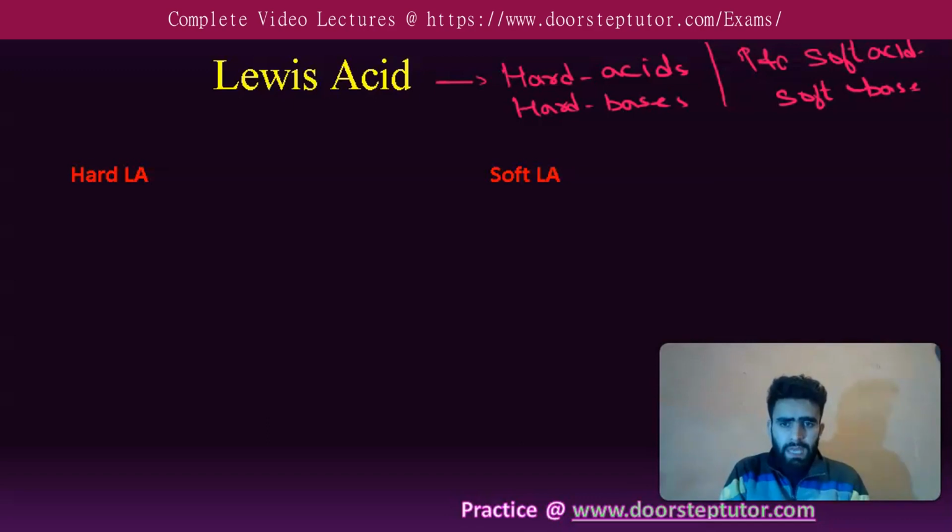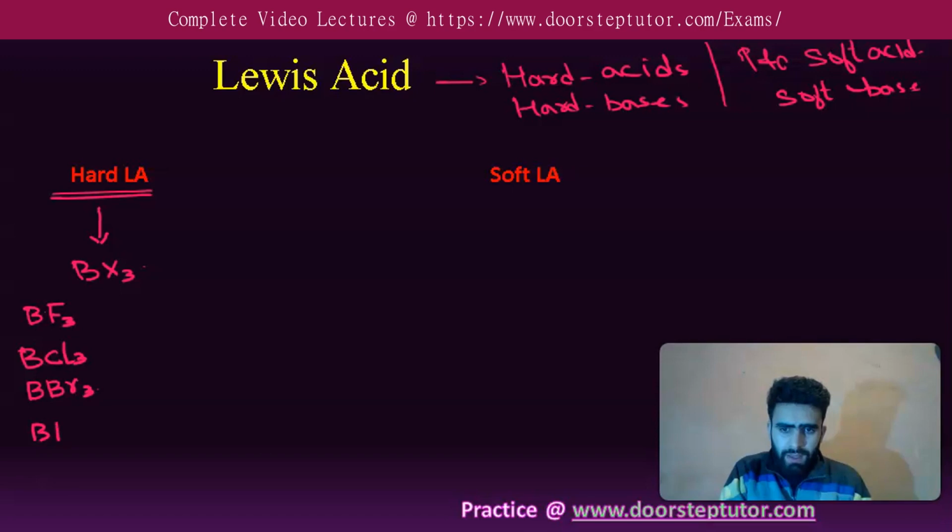Now first of all, let us have a look at hard Lewis acids. For hard Lewis acids, we have examples like BX3, that is boron trihalides. So we have, suppose, BF3, which is a hard Lewis acid. Similarly, we have BCl3, we have BBr3, and we have BI3.